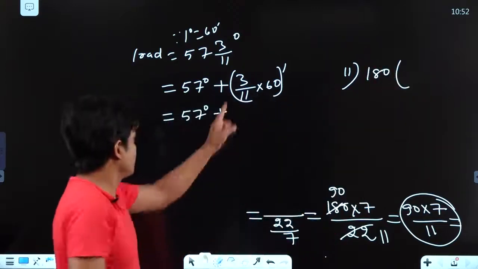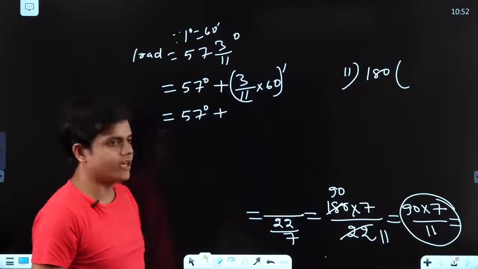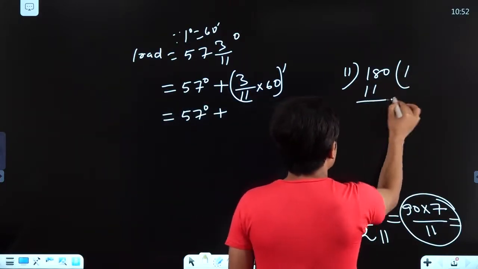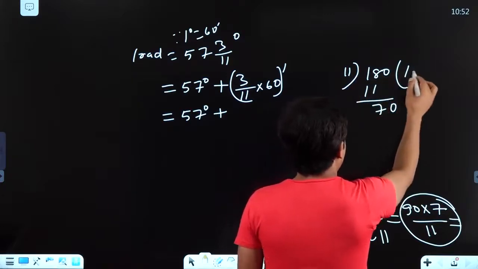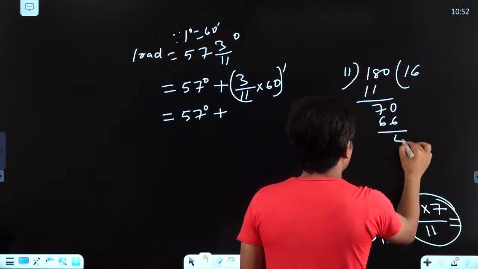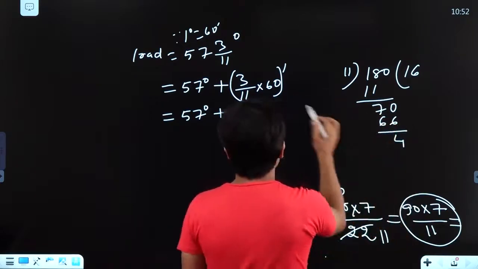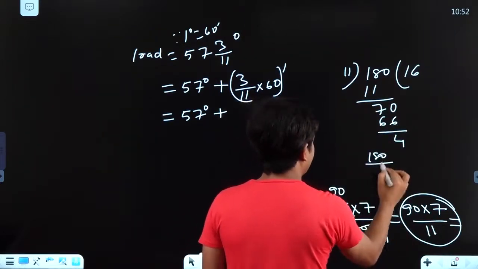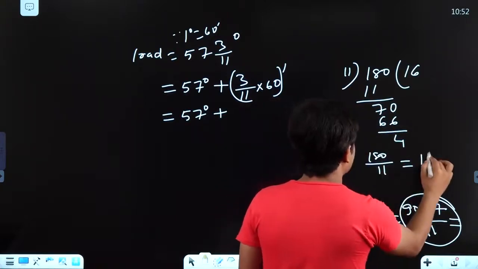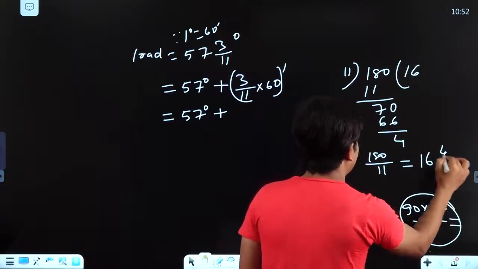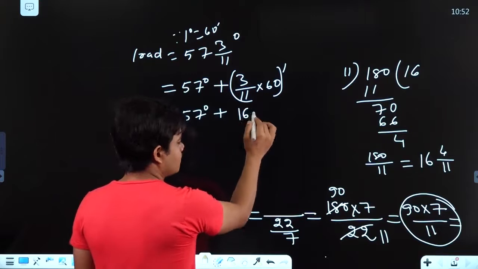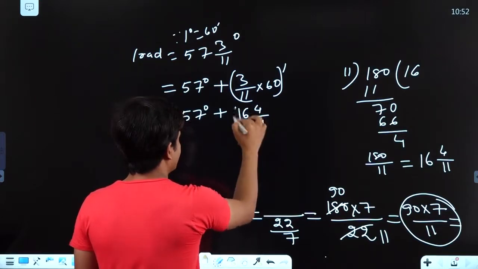This is the way to do. Divide this 3 into 60 by 11, then what will you get? 1. So here it will be this, and 6. So here will be what? 4. So now we can write this 180 by 11 in the form of 16 into 4 by 11. Is this clear? So it can be written as 16 into 4 by 11 minutes.